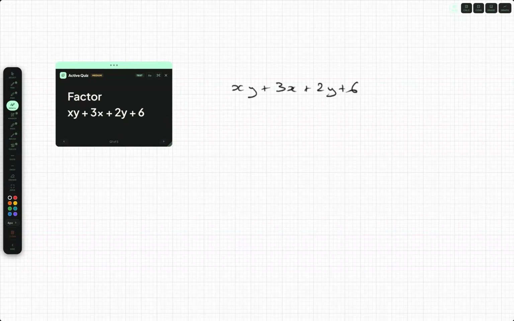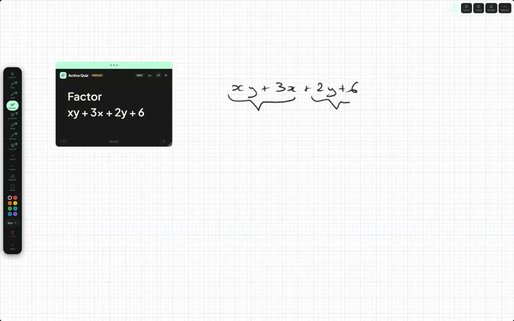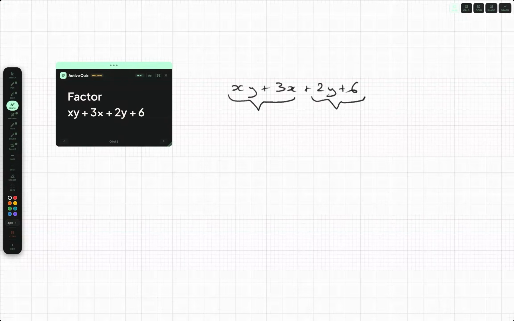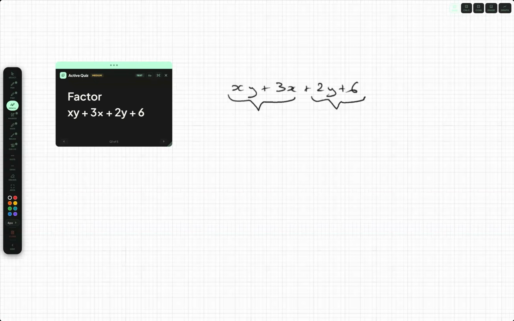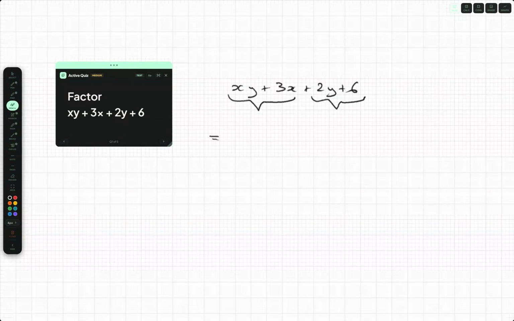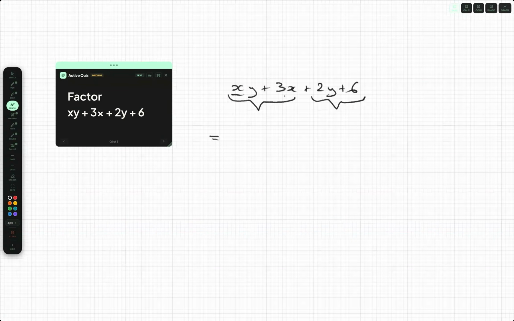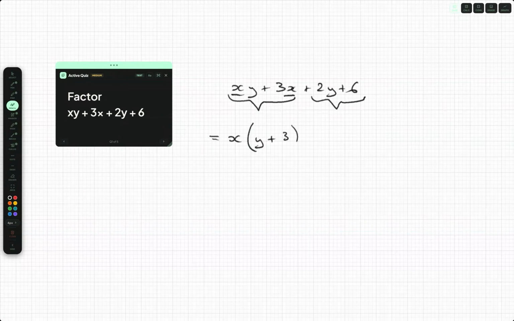And factoring by grouping is basically going to look at different groups and we're going to find common factors between them. So we're only going to consider the first two terms first, then the next two terms, and so on. And we're going to try and simplify it or find a way to make them easier to work with. So let's look at our first two. What's a common factor between 3x and xy? Well, they're both multiplied by x. So let's pull the x out the front and we're left with y plus 3.